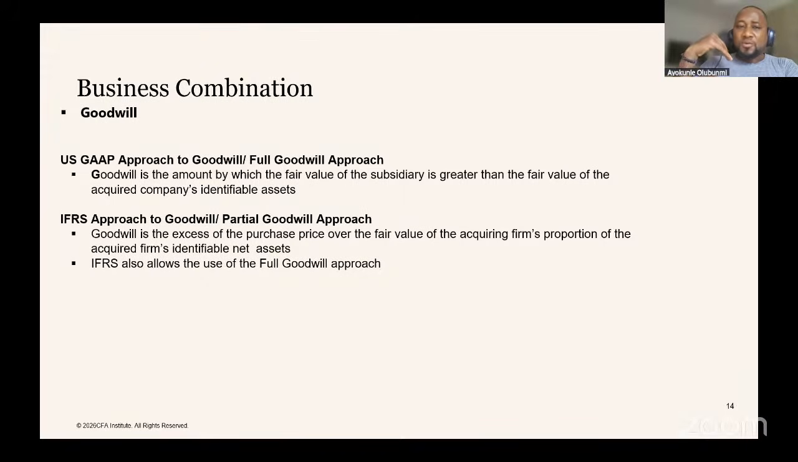Right? Now, for the partial goodwill method, what we do is the amount that you are paying, right? The excess of the amount that you are paying above the firm's proportionate share of the company's net assets. So for instance, assuming that you're acquiring 70%, what is the amount that you are paying, and then what is 70% of the net assets. That is what we have. That is the goodwill under the what? The partial goodwill approach. Okay, right.